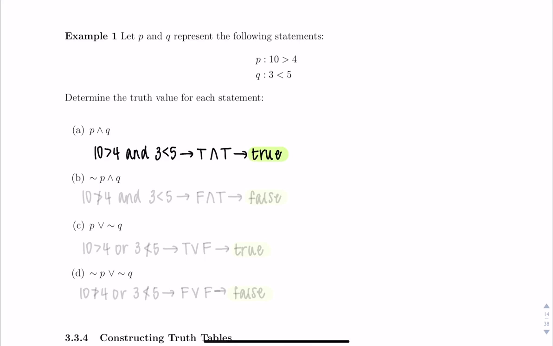What about not P and Q? So that says that 10 is not greater than 4 and 3 is less than 5. Well, the first part of our statement is a false statement and the second part is still true, but because both of them are not true, this is a false statement.